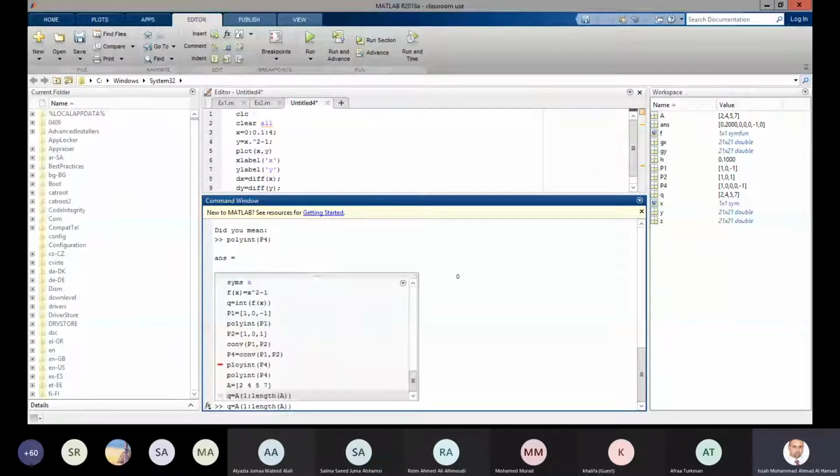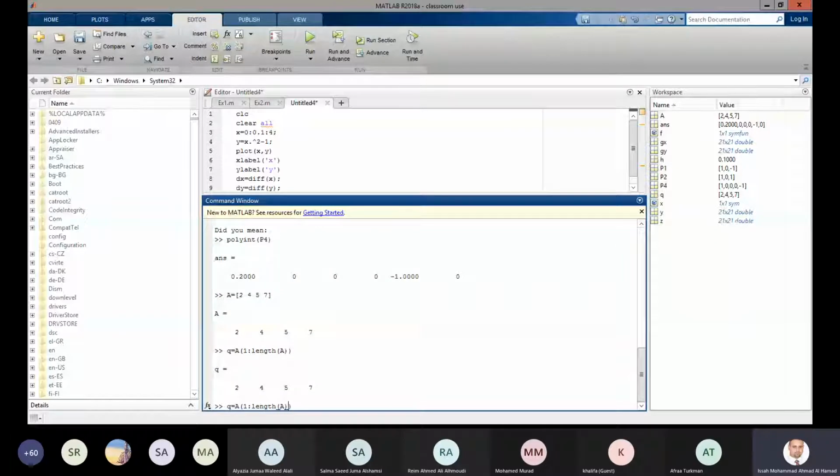Now, if you define Q up to length of A minus 1, it will be up to the third entry, because they are 4, so minus 1 is 3. Correct? Now, if you define it again, minus 2, it will be only 2 and 4. So you are selecting the entries, okay, not the values.